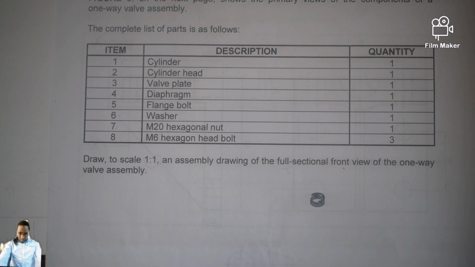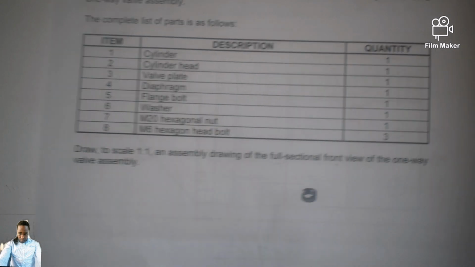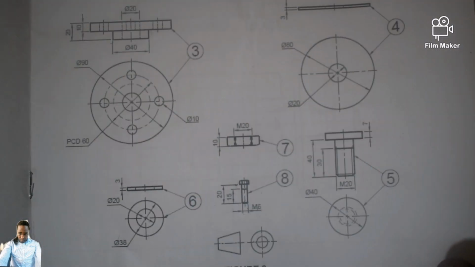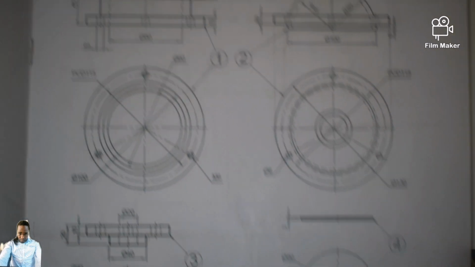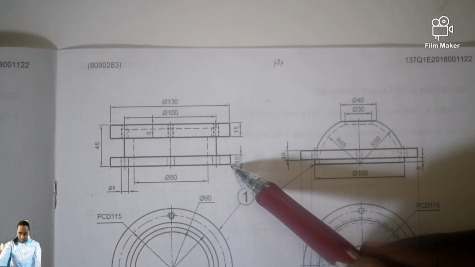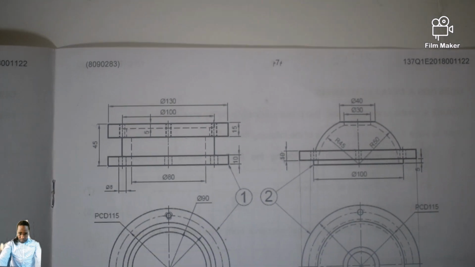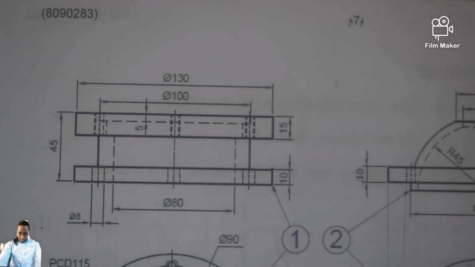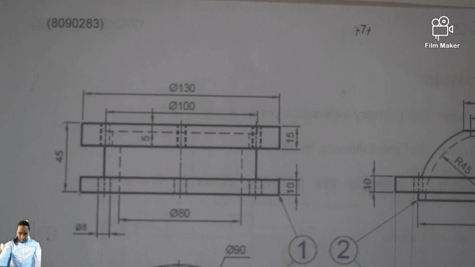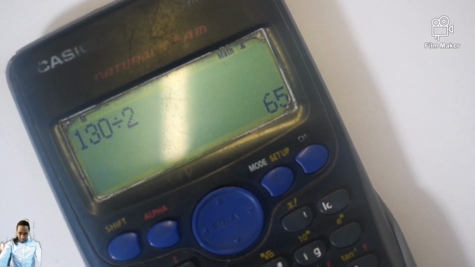So every dimension is supposed to be recorded as it is, unless it's a diameter. We divide by 2 so that you get the radius. So now, as we are starting with item 1, from here till here is 130 millimeter. So I am going to say 130 millimeter divided by 2 so that we get the radius, isn't it? 130 divided by 2 is 65.